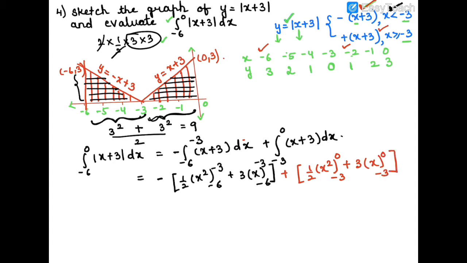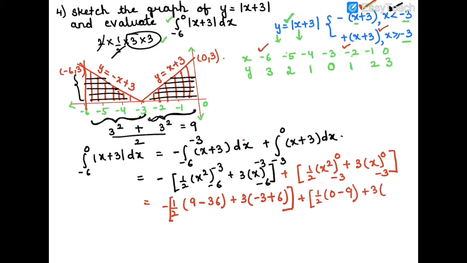I already know my answer. I should get the same, minus half, and this is 9 minus, and minus 6 square is 36, plus 3, and minus 3 minus minus 6 is plus 6, like this, plus half, half is inside, plus half, and 0 minus, and minus 3 square is 9, plus 3, and 0 minus and minus plus 3.